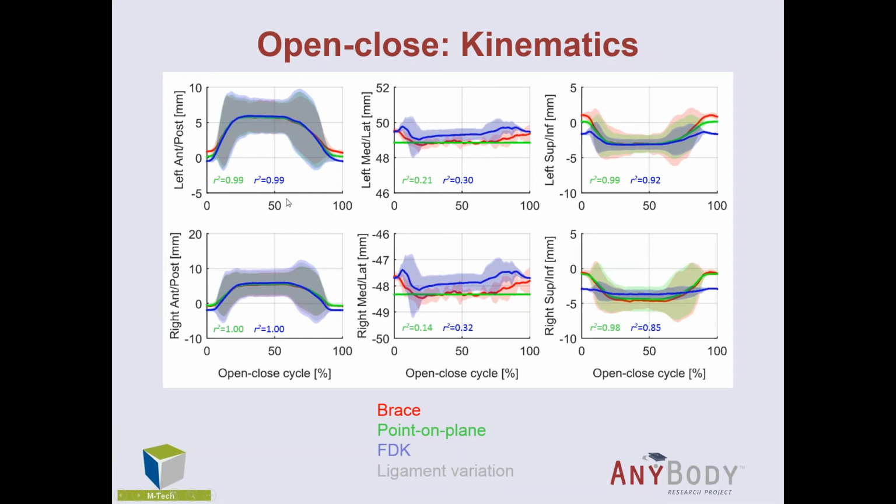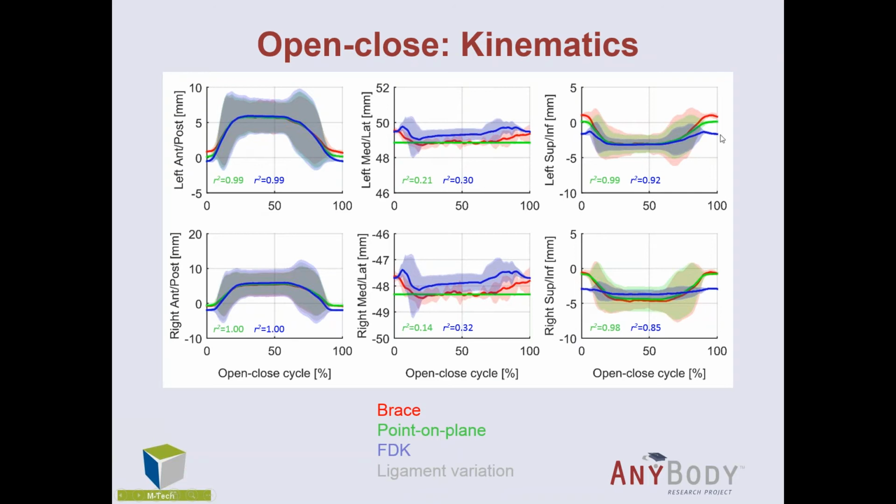There are of course many metrics on how to compare it. I decided to only include one here, which is the squared Pearson correlation coefficient, just to look a little bit at the differences in shape. So if you start over here, then both for the point on plane and also for the FTK are very close to the measured kinematics anterior posterior, and the same goes for both left and right. So 1.00 to 2 decimals, or 0.99, which is pretty close to perfect.